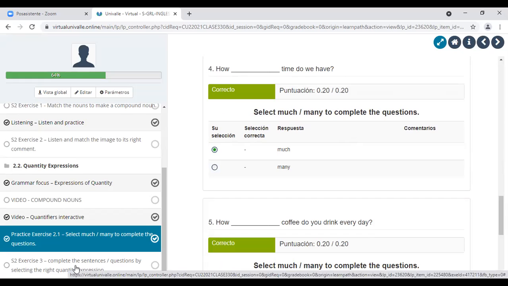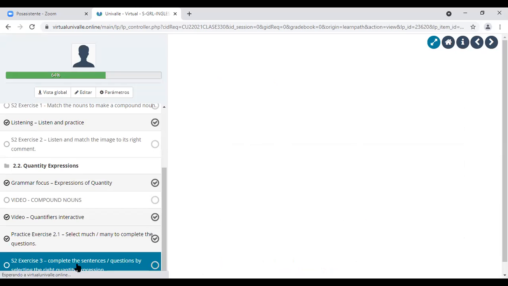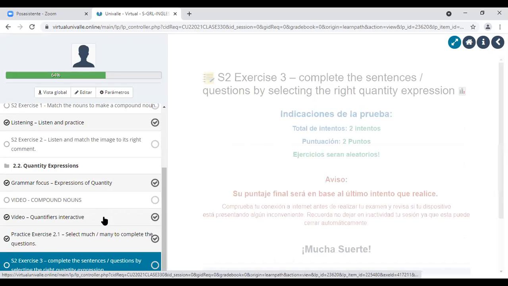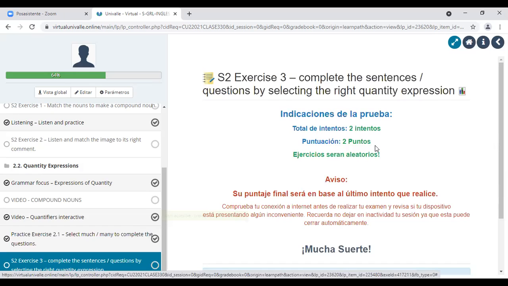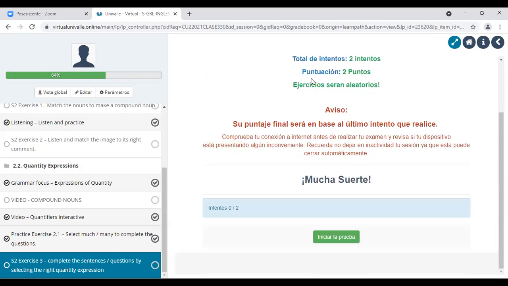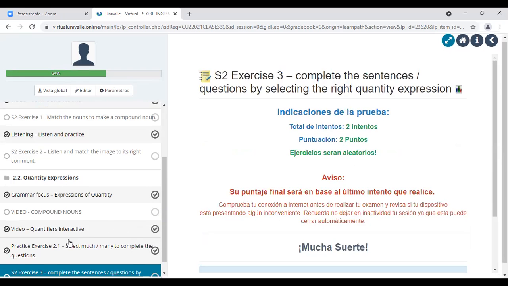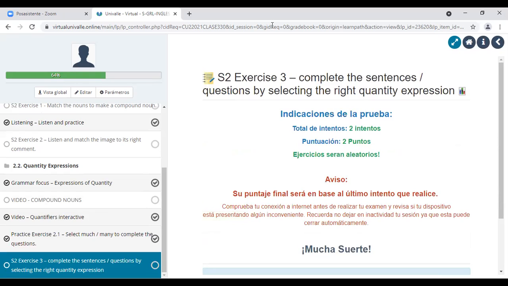At the very end, at the very ending part, we have the last evaluated exercise. You are going to complete the sentences by selecting the right quantity expression. And here you will have two attempts. If you fail in the first one, you're going to do better in the second one, okay? Do you have a question, guys? Any question or suggestion? Gretel, Naima, Tere?